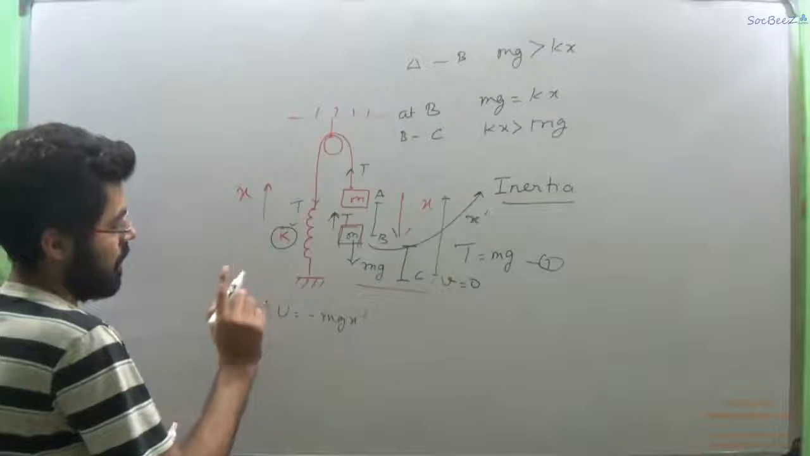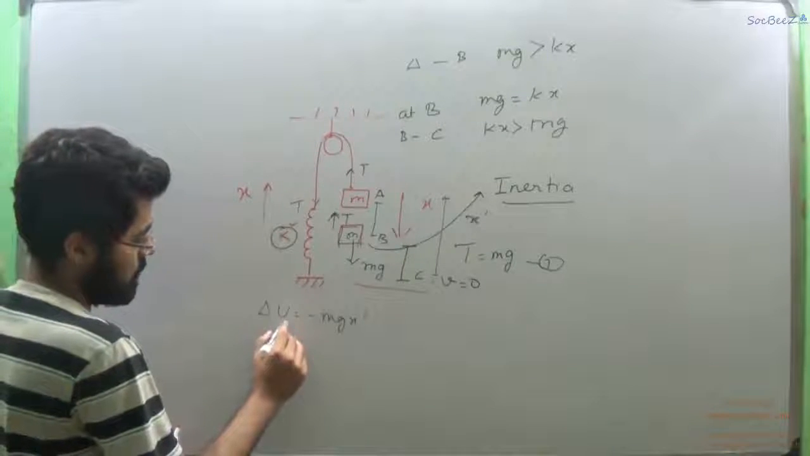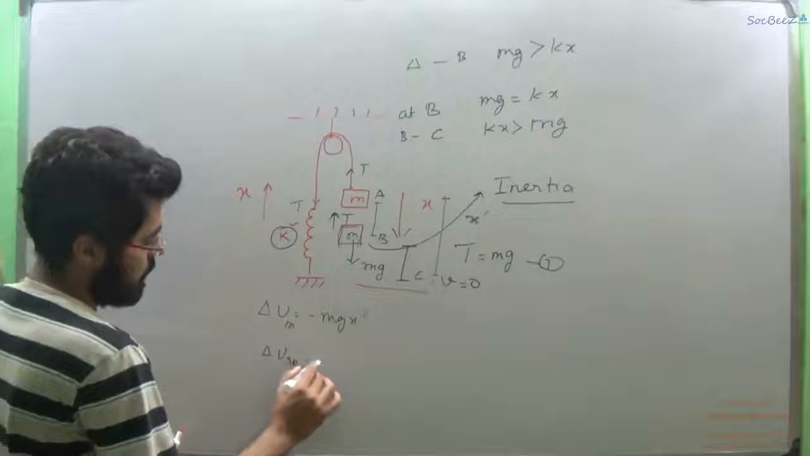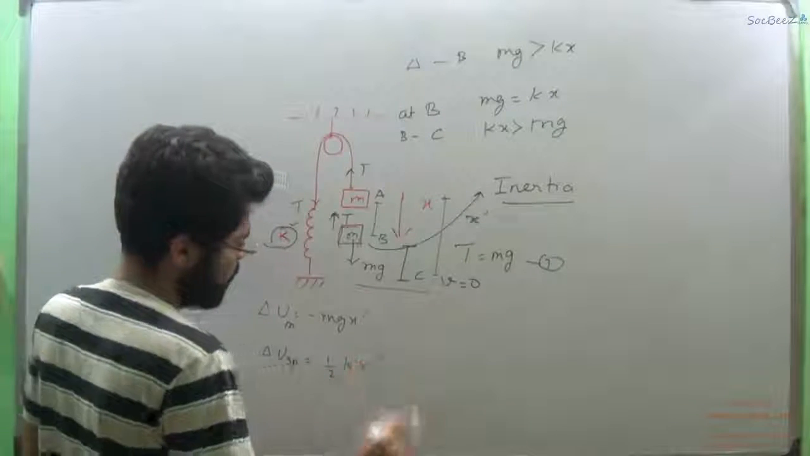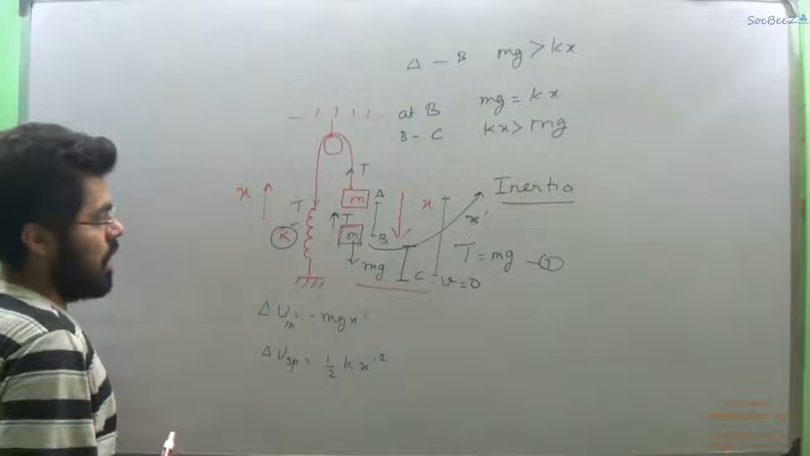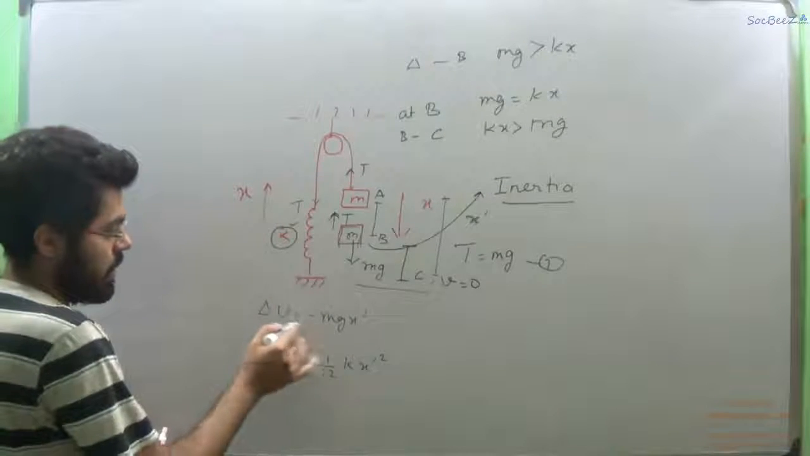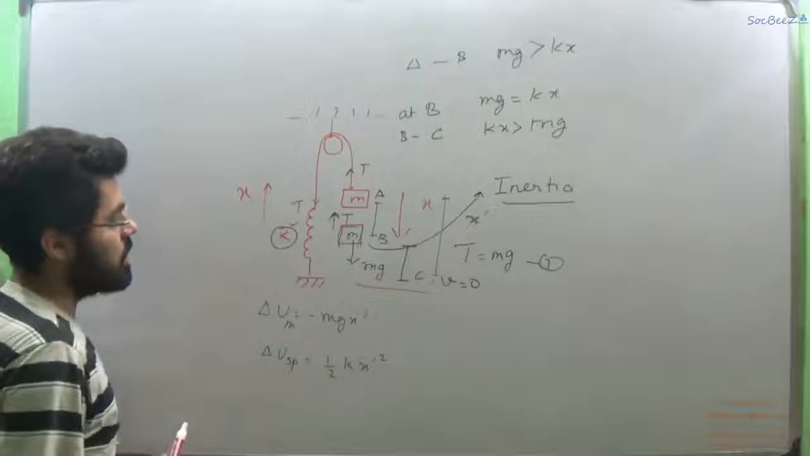So, what was the change in potential energy of the spring? This is of the block, mass m, delta U of spring. This is half k x dash square. Now, since we are considering gravity as part of the system, that's why we have included the change in potential energy, minus mg x dash.